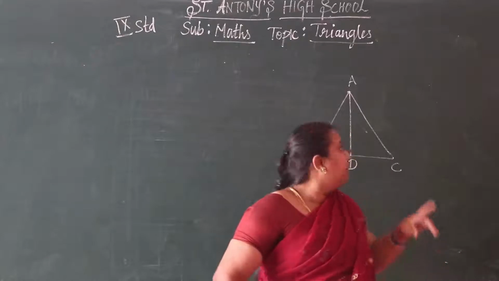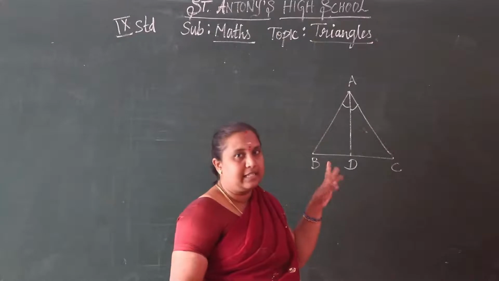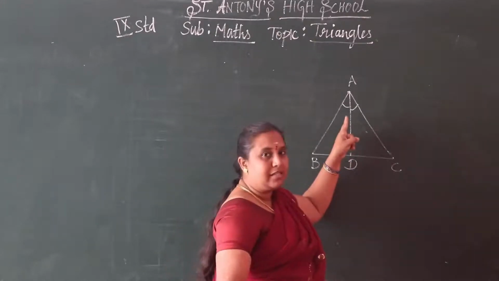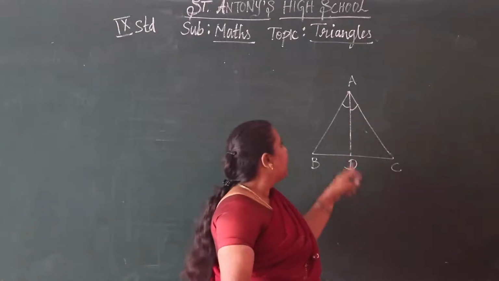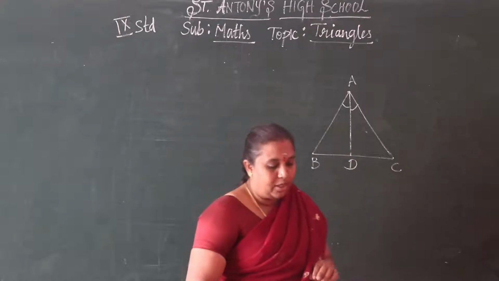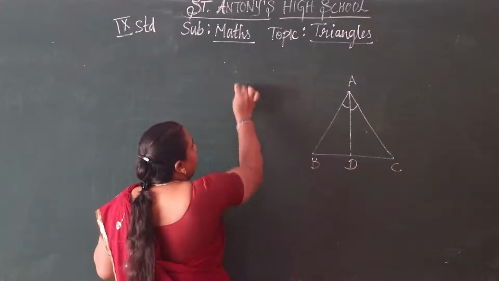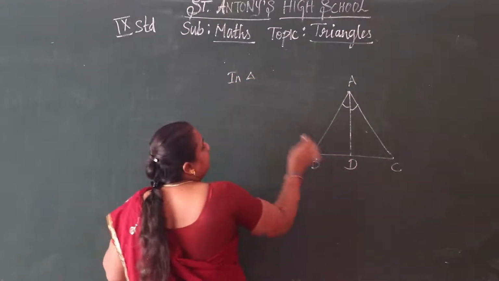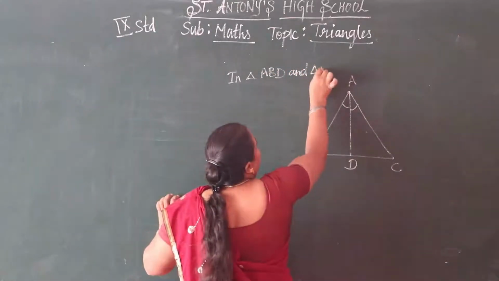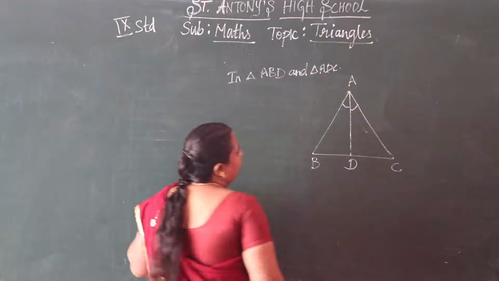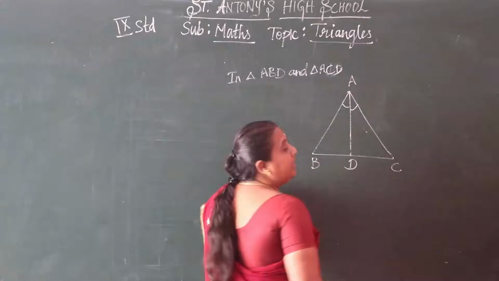Angle BAD, so these two are equal. Why? Because AD is the angle bisector of angle A. So BAD equals CAD, we know. And AD equals AD, common. And ADB equals ADC, which equals 90 degrees. Okay, let us take triangle ABD and triangle ACD. We can take that ABD and ACD.